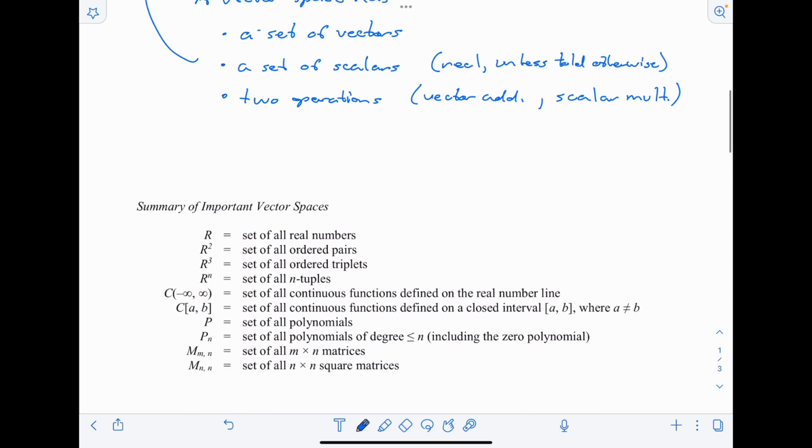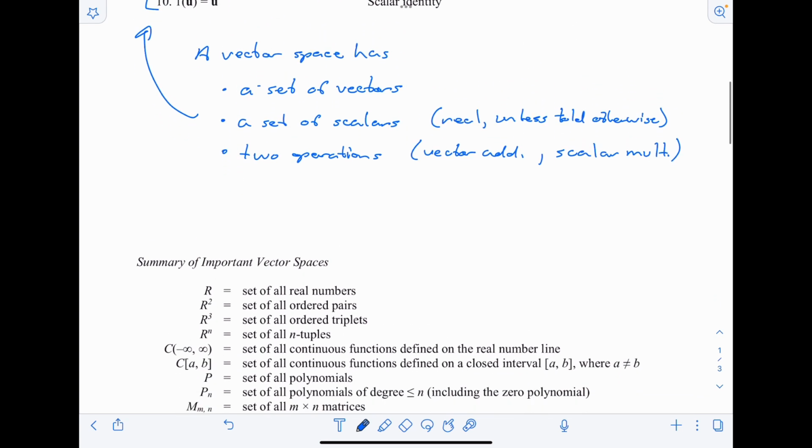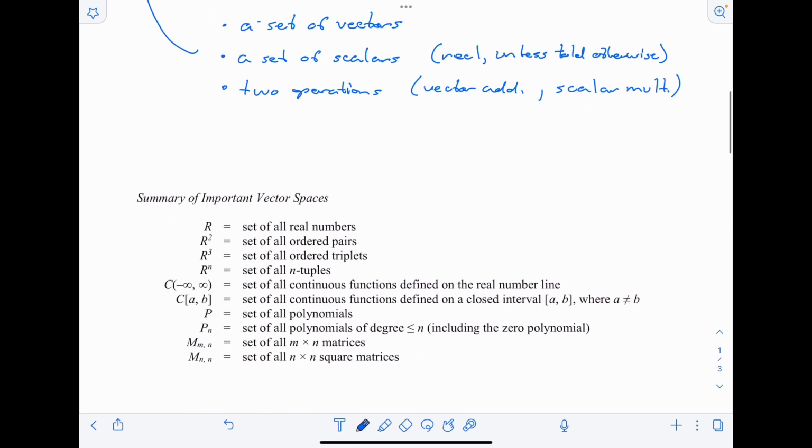Now understand that I can't combine those, so I can't have real numbers and ordered pairs because I can't add a real number with an ordered pair. So my vector space would be all ordered pairs with scalars and the two operations, okay? We have sets of all continuous functions defined on a real number line.